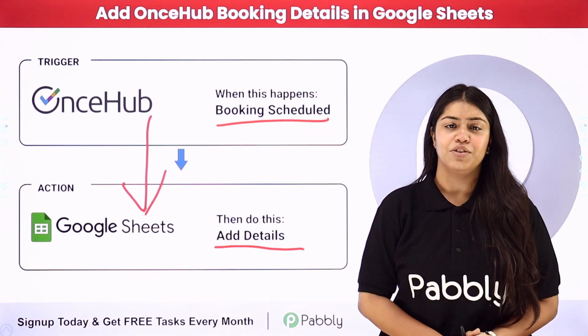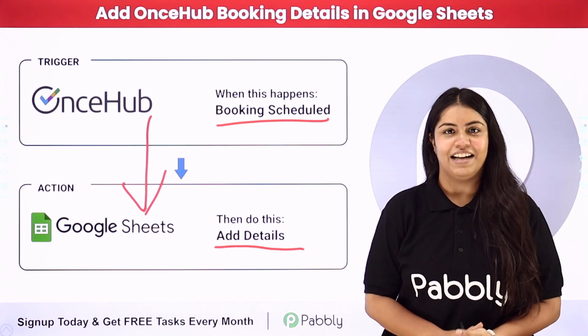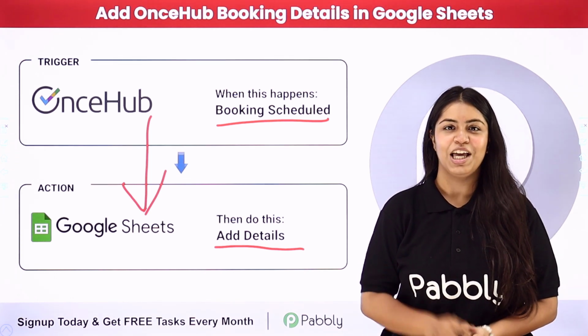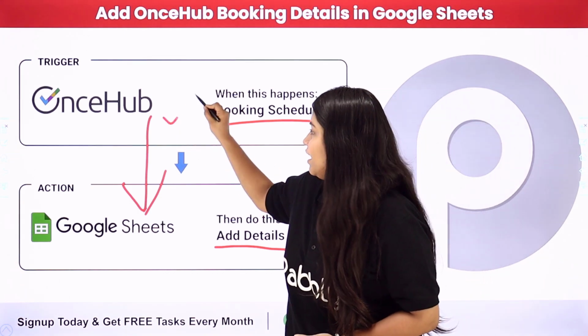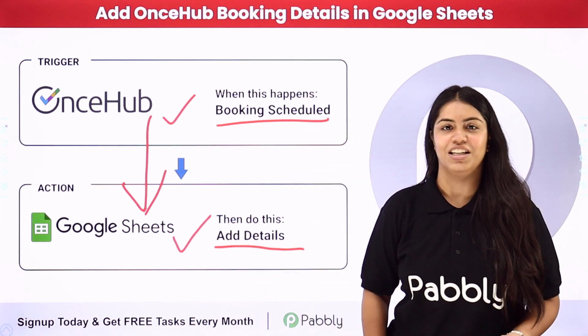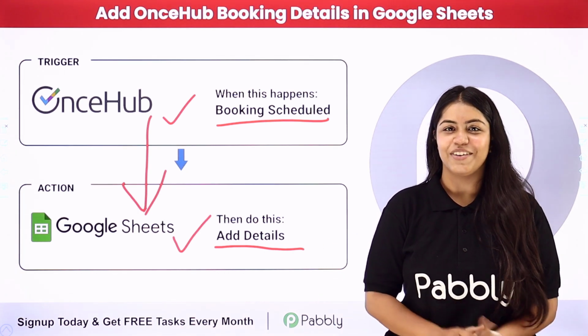To create this connection without knowing any programming or coding language, we are going to use Pabbly Connect. It is an amazing automation software. So in Pabbly, we have the concept of trigger and action. For trigger, we are going to use OnceHub, and for action, we are using Google Sheets. So if you also wish to learn this process step by step, follow me through the screen.